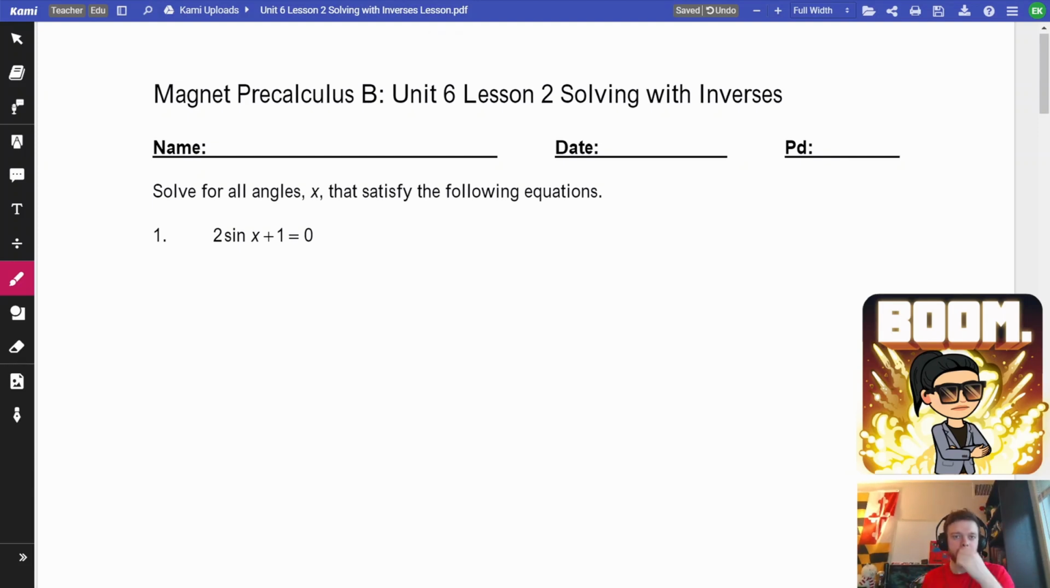All right, let's do this thing. We are moving on to lesson number 2. We are solving with inverses. We are going to solve 6 equations, 6 trig equations.